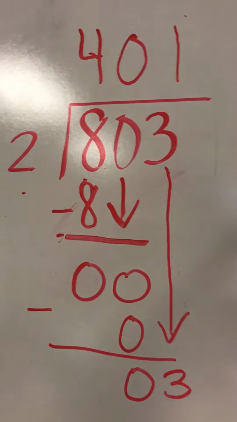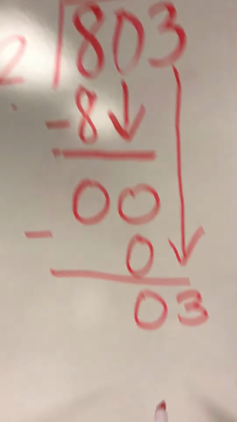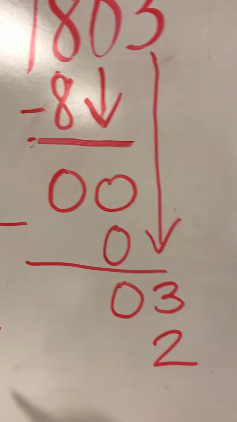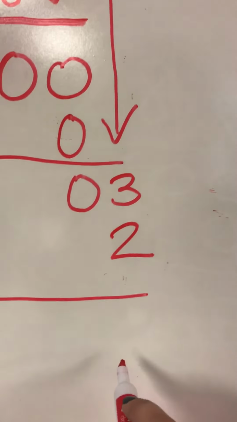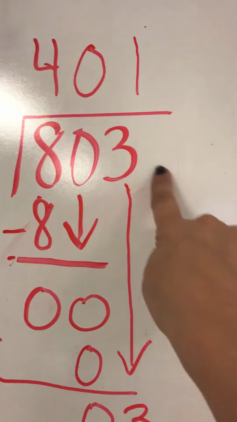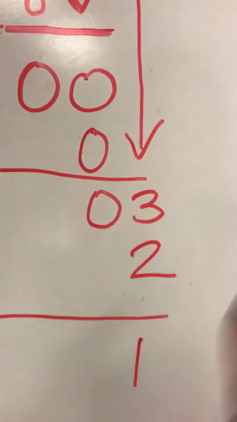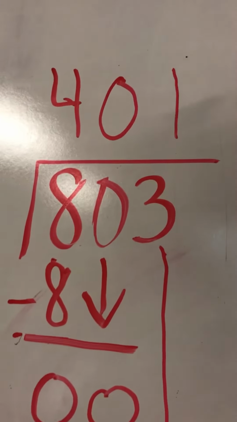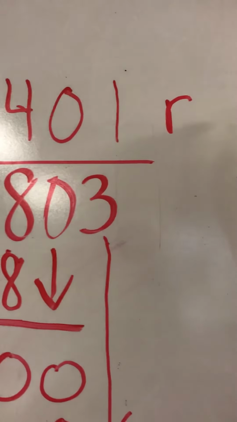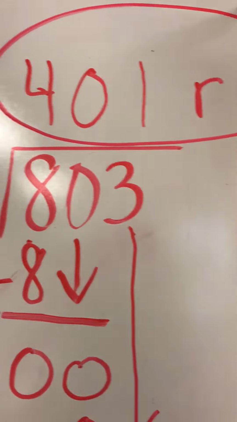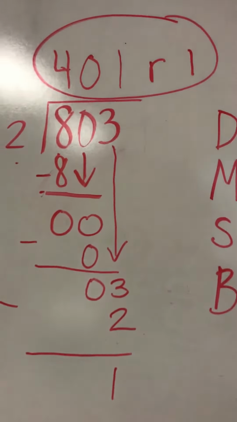Then our next step would be to multiply. 1 times 2 is 2. And then our next step would be to subtract. And we get 1. And because we don't have any other digits over here to bring down, this 1 is going to be our remainder. So we would include that in our quotient with a letter R and then 1. And so our answer would be 401 with a remainder of 1.